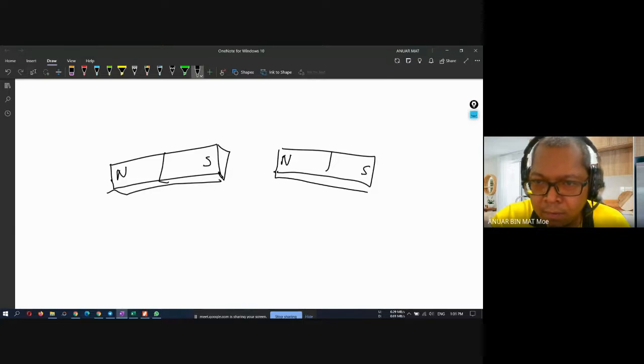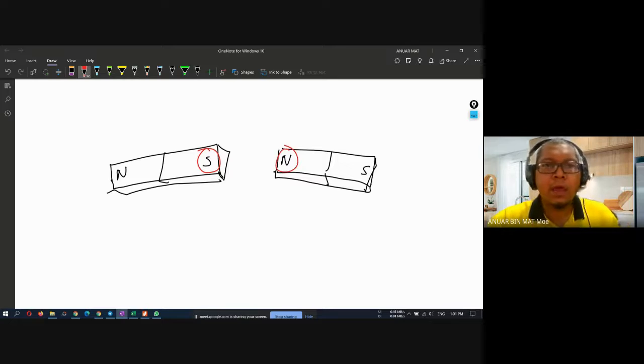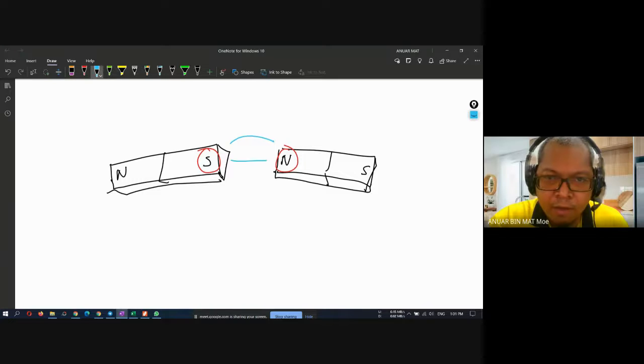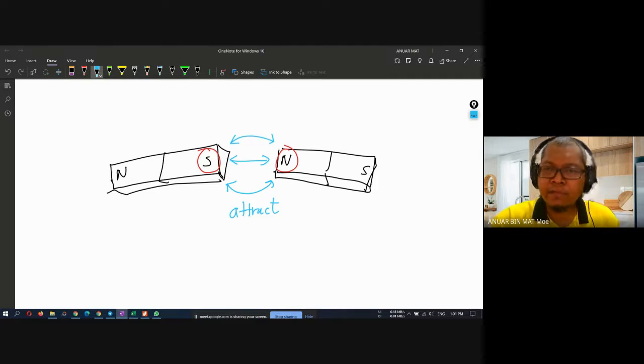Right now the magnet here, south and north over here. This is south, this is north. What happens to the different poles? Different polarity, meaning it will attract or it will repel? It will attract. It will attract to one another. A-T-T-R-A-C-T, and then vice versa.